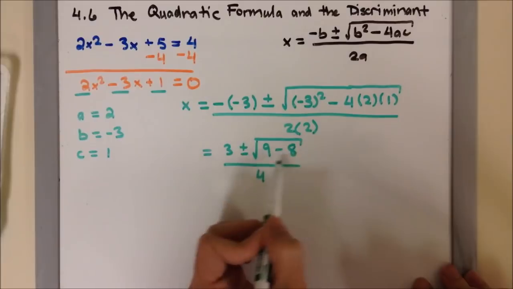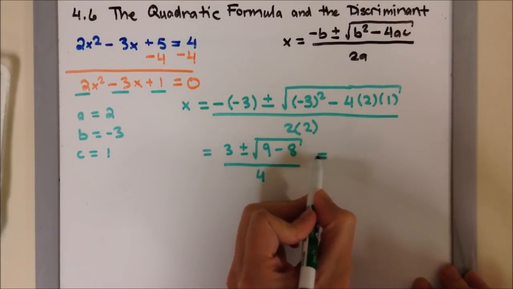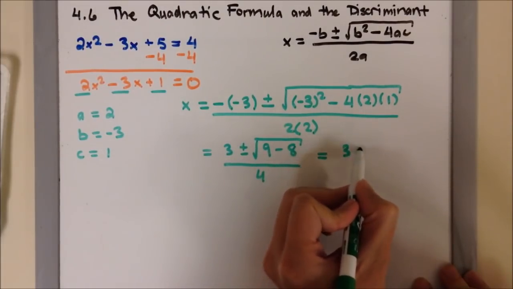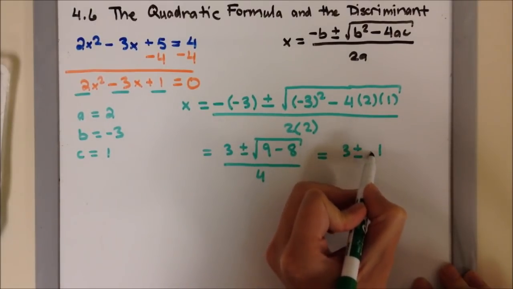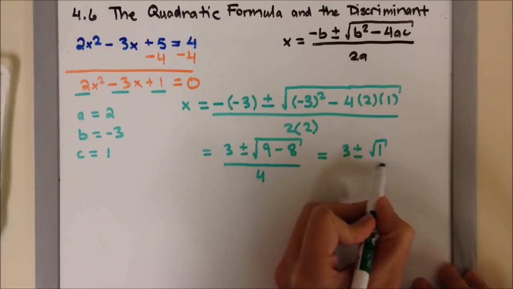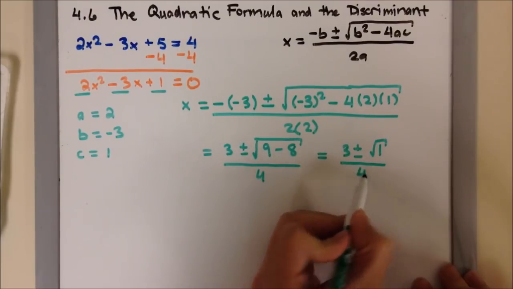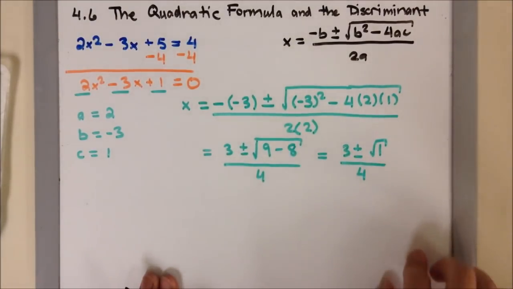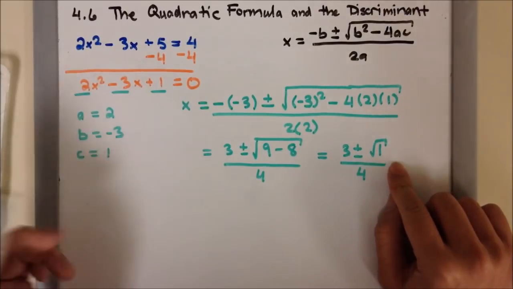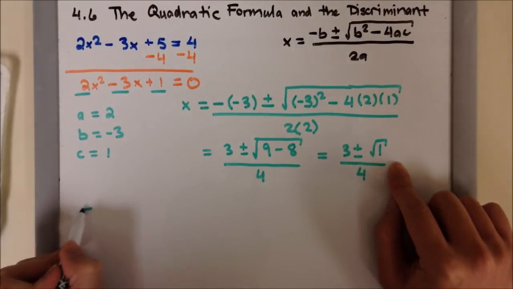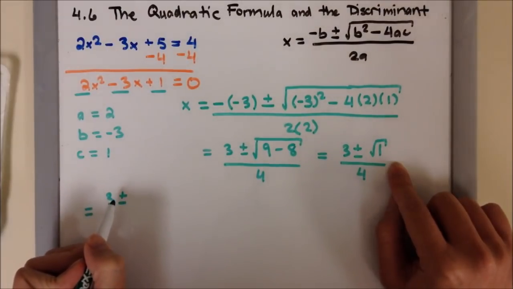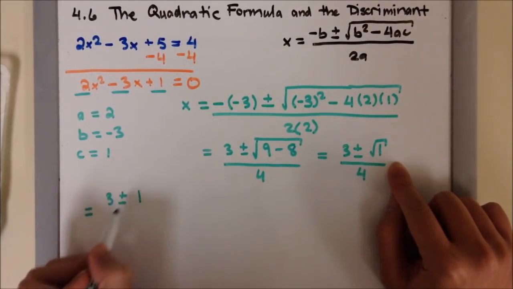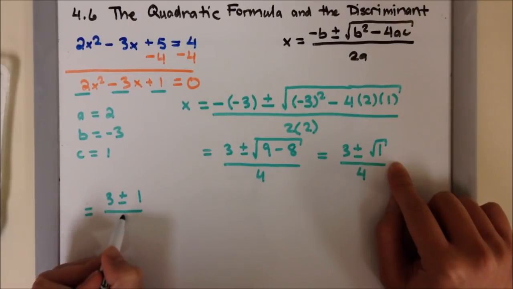Now I'm going to simplify inside the square root. So I still have the 3 plus or minus, 9 minus 8 will be the square root of 1, over 4. So the square root of 1, which I'm going to write over here since I have little space: 3 plus or minus the square root of 1, which is simply just 1, over 4.